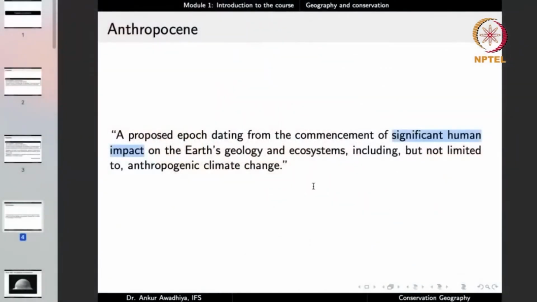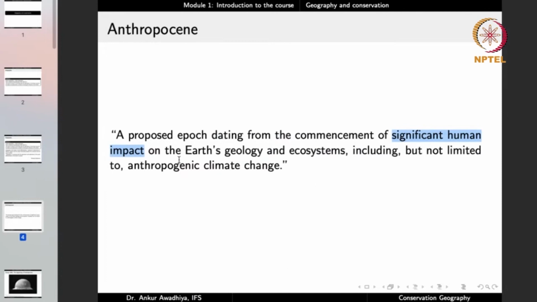Meaning that in the current geological time period of Anthropocene, the humans or the anthropos are the dominant factors. They are regulating and impacting most of the processes on this planet, including processes such as the climate of this planet. So when we talk about things like global warming or global climatic change, this is what we are talking about. So this is a proposed epoch dating from the commencement of significant human impact.